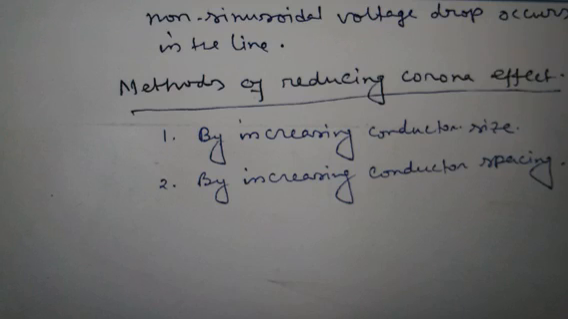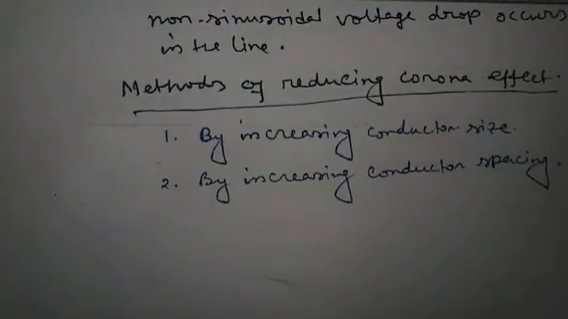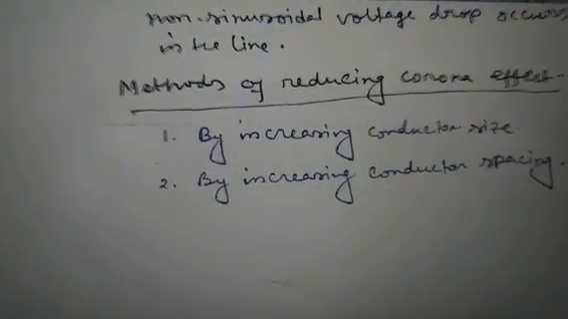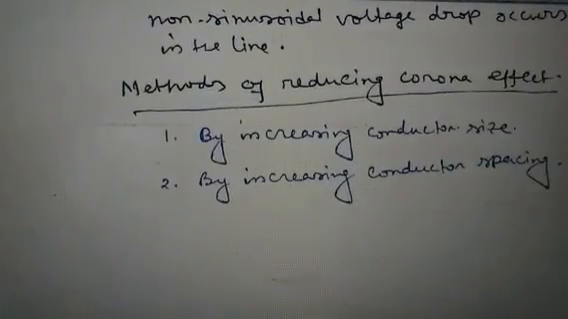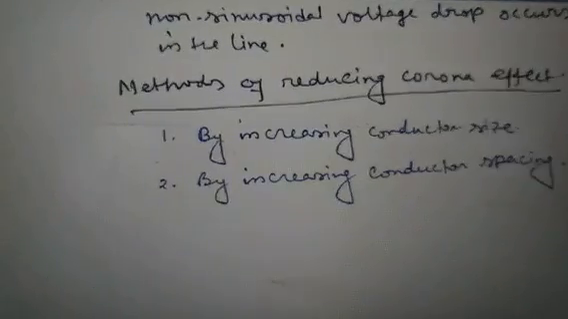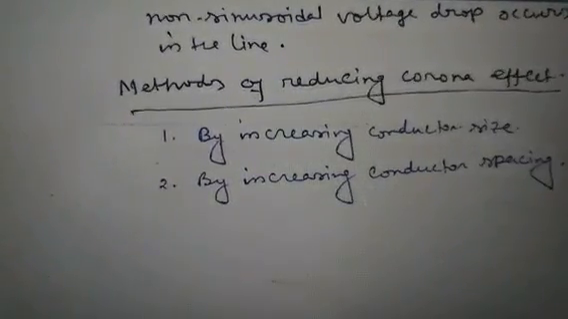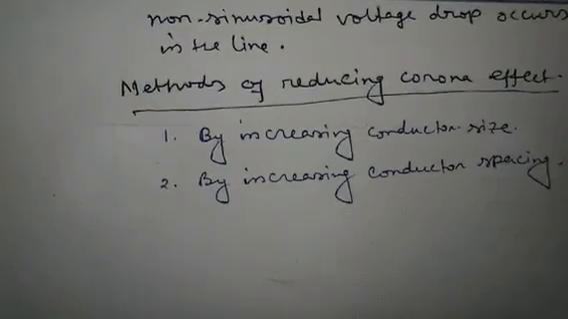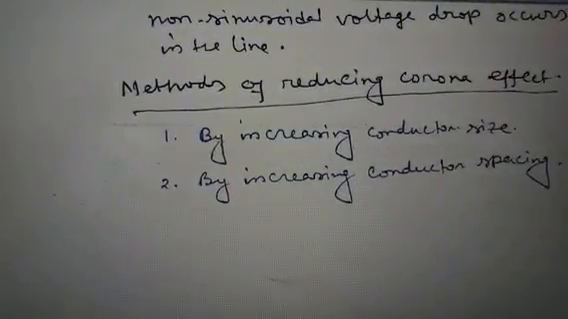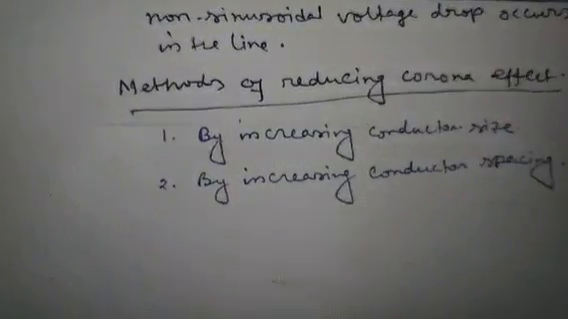In previous classes we already learned about the ACSR, that means aluminum conductor steel reinforced. This is a special purpose transmission wire where the reinforcement system is developed. The outside of the conductor is made of aluminum, which is used as the conducting material, and inside the middle portion a steel conductor is placed, which gives the tensile strength. So if we use this type of conductor, then corona effect can be minimized.